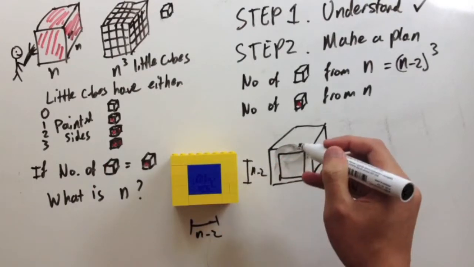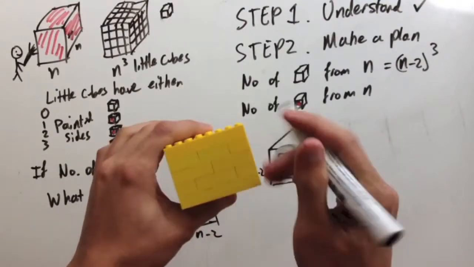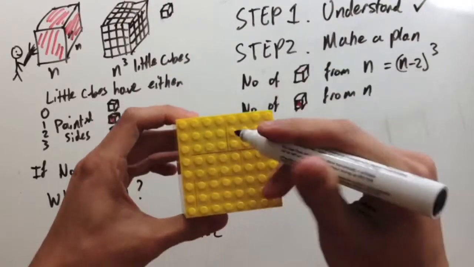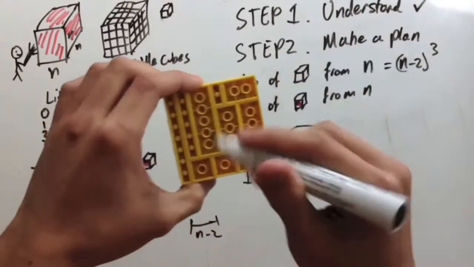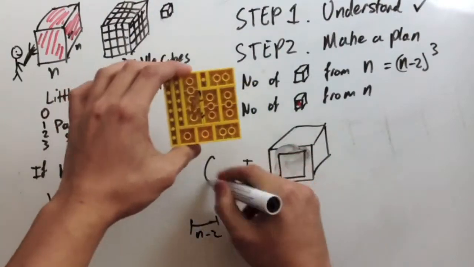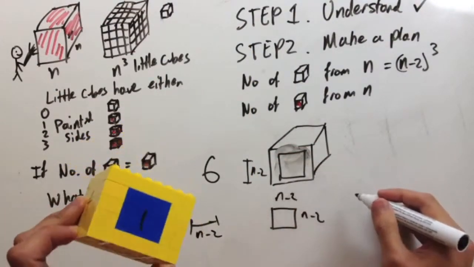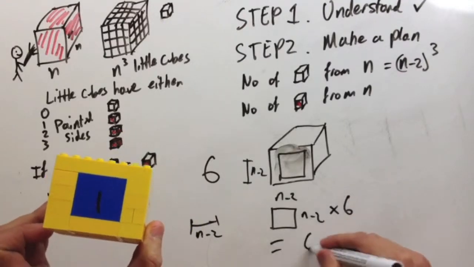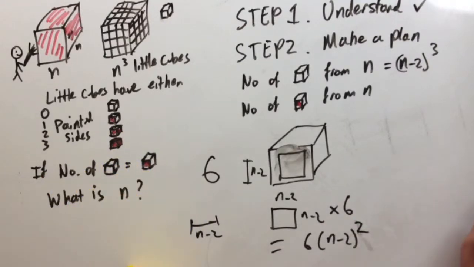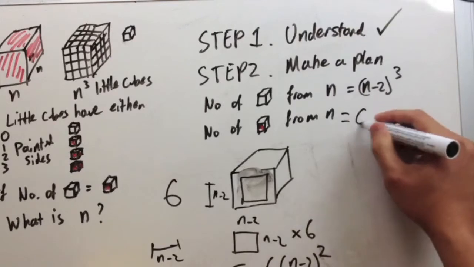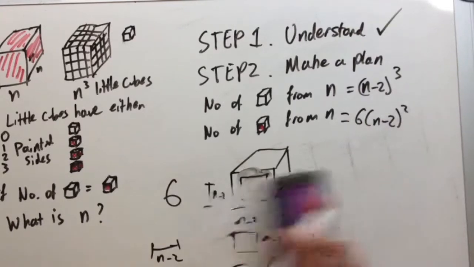It's n minus 2 by n minus 2, but there's a few of them. 1, 2, 3, 4, 5, and 6. So we have n minus 2 by n minus 2, and 6 lots of them, and that equals 6 times n minus 2 all squared. Let's put it up there. And now we can rub it out again.